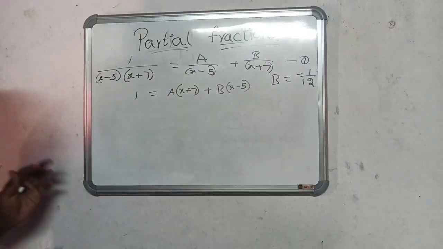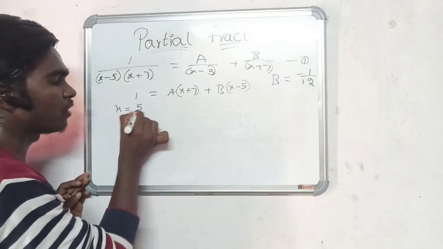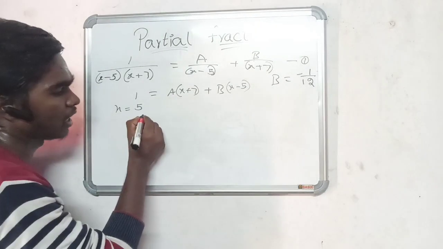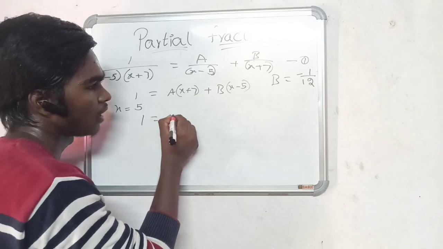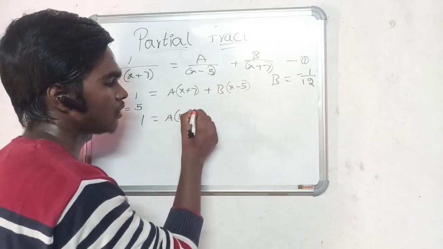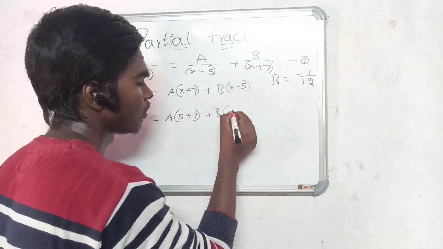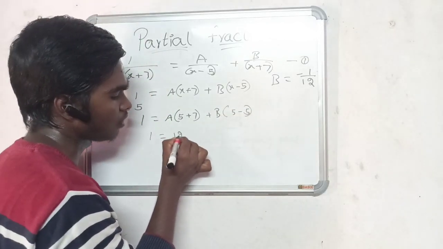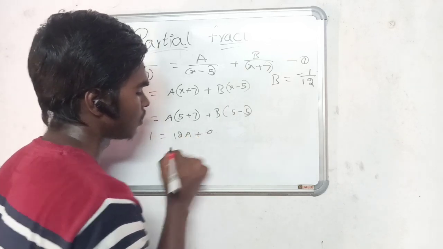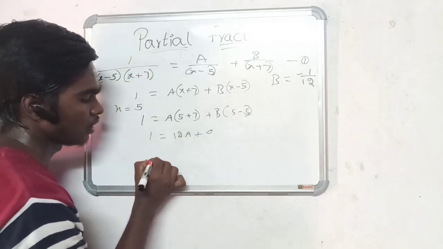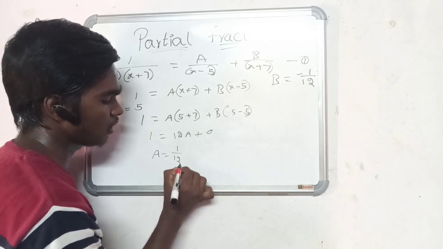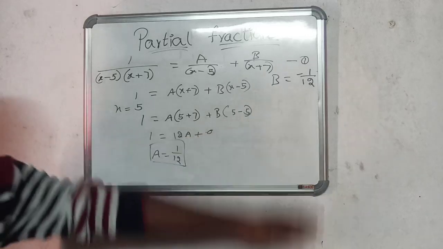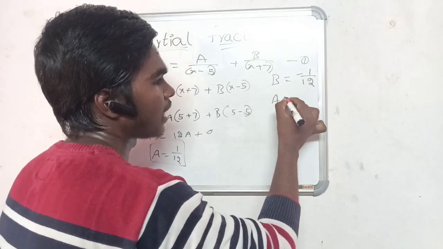Now put x is equal to 5 in the above expression. Then we will get 1 is equal to a into 5 plus 7 plus b into 5 minus 5. Then the remaining value is 1 is equal to 12a plus 0. Then we will get the answer a is equal to 1 by 12. Keep this a value in another box and carry it along with the b.